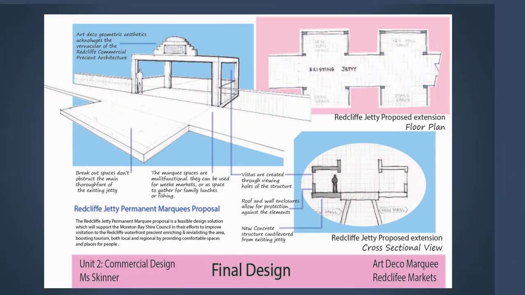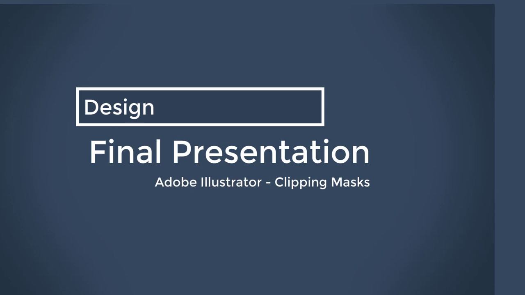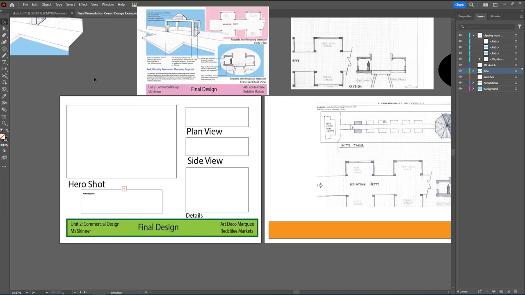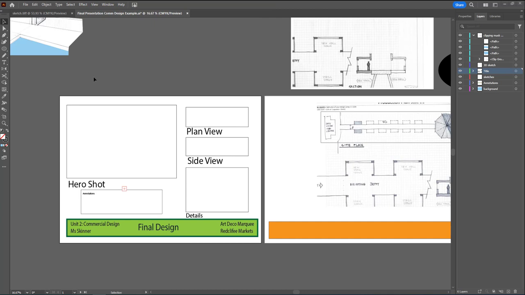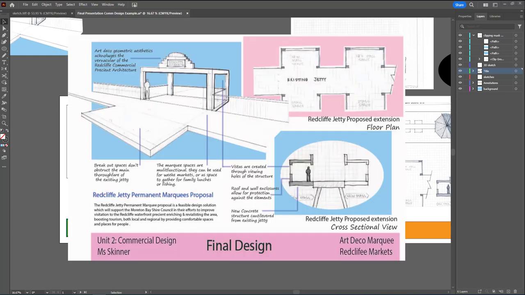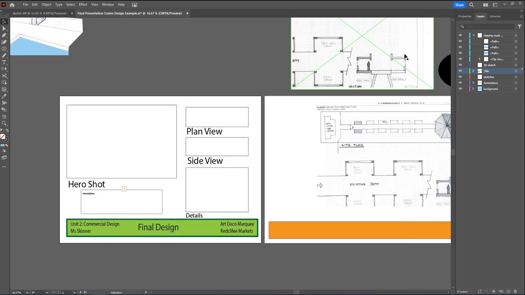Welcome back. In this lesson we're going to be going over clipping masks, and clipping masks are one of the most useful tools you can equip yourself with in Illustrator. They allow you to fill objects with other objects, including photos, vectors, textures, whatever you want. In our case, we're going to use clipping masks to fill or create a shape around our scanned sketches for our Part C final presentation.